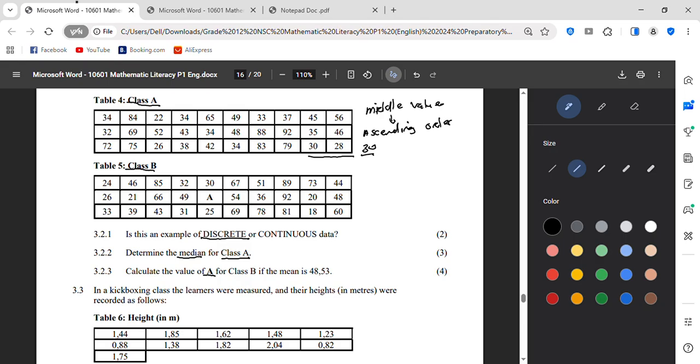3.2.3. What is 3.2.3 saying? It is saying calculate the value of A for class B if the mean is 48.53. So our mean is 48.53. We need to look for A. Where is A? Here is the A. The A is what is missing. So if A is missing and you are given the mean, how are you going to get A? We do it this way.